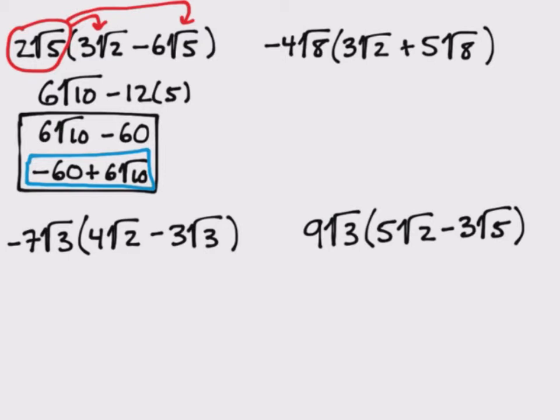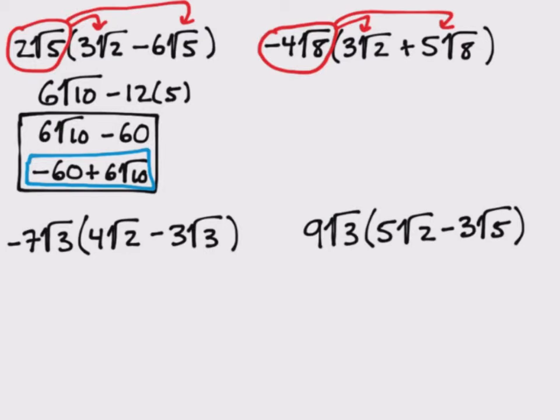All right, one more example together before you try some on your own. In our second example, just like we did before, we're going to distribute this negative 4 times the square root of 8, and we're going to multiply that by 3 times the square root of 2 and by 5 times the square root of 8. So let's see what happens.